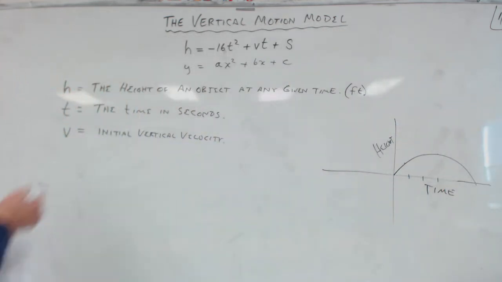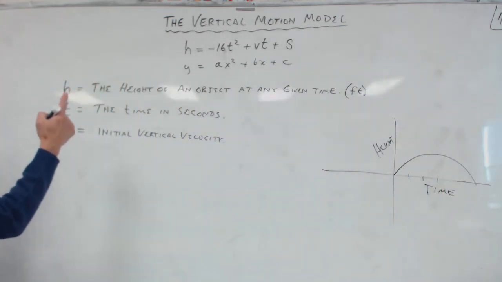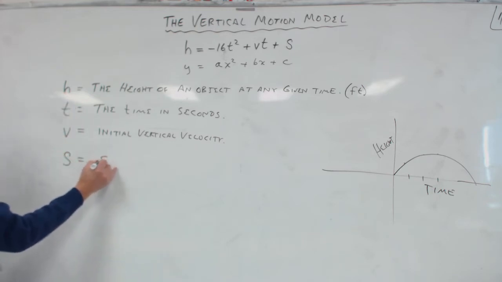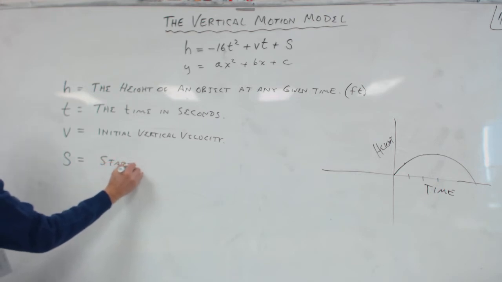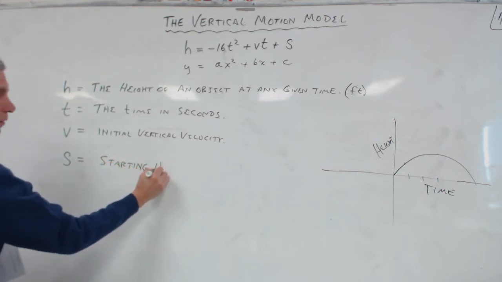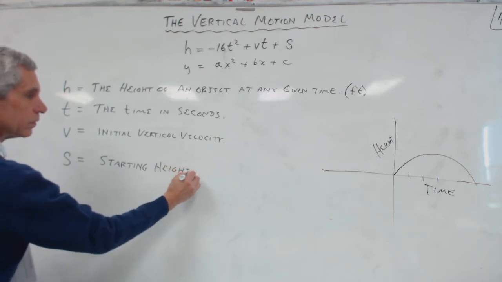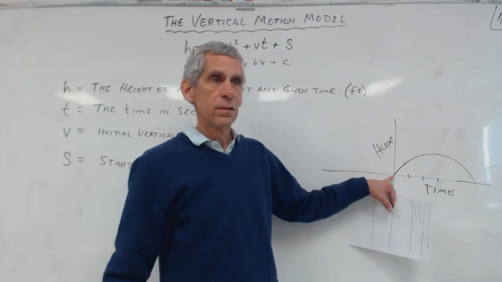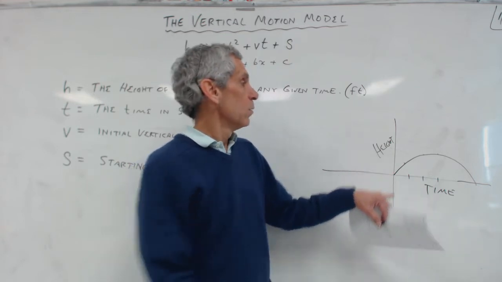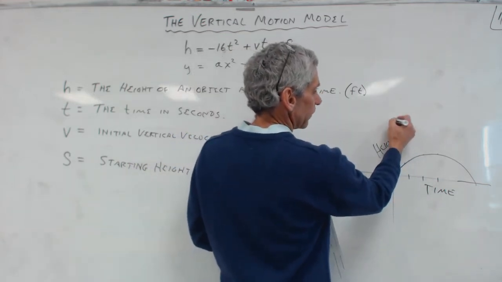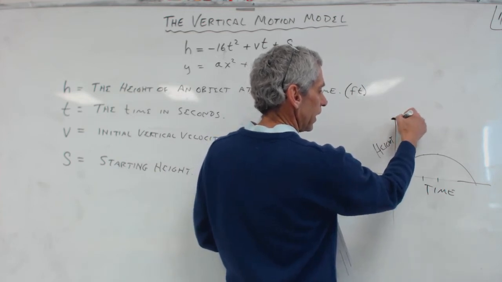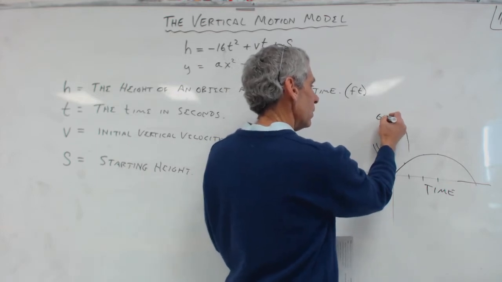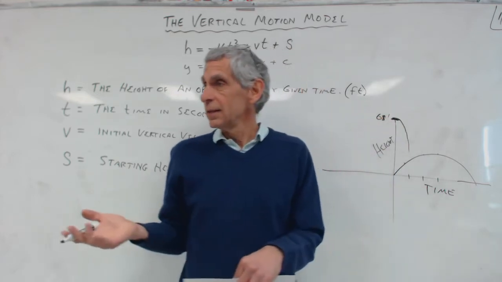What else is there? S. We got H, T, V, and S. S is so easy. It's just the starting height. So if I kicked a soccer ball from the ground, what's the starting height? 0. If I was on a cliff up here or on a diving platform and I fell off the platform, and it's at 68 feet, what's the starting height? 68 feet.